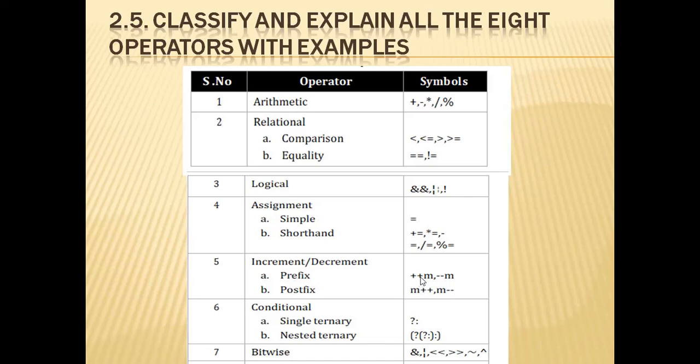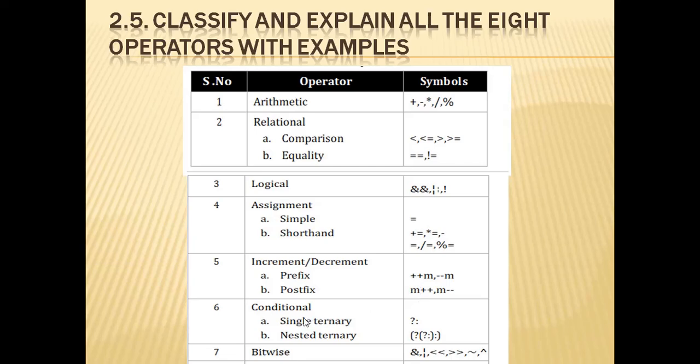Whereas in the case of prefix increment, we increase the value first and then we assign the value to the variable. Whereas in the case of prefix decrement, first we decrease the value and then the value is assigned to the variable. So that is the difference between prefix and postfix.